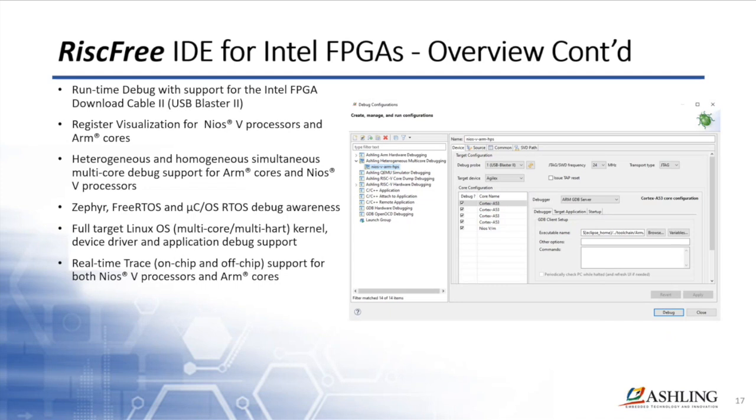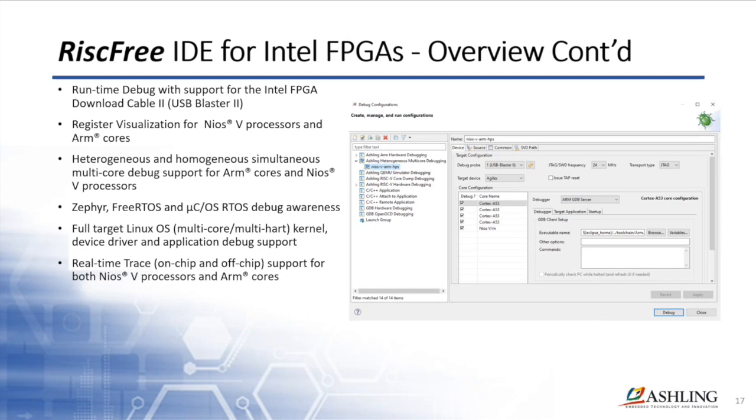And we have the visualizations: the register views and the peripheral register visualizations for both Nios V and the ARM cores. One of the key or unique features of the RiscFree IDE is heterogeneous simultaneous debugging, which means that using a single instance of RiscFree and one debug probe, we can simultaneously debug both the Nios V core and the ARM HPS at the same time. That is again one feature which I'll be demonstrating shortly.